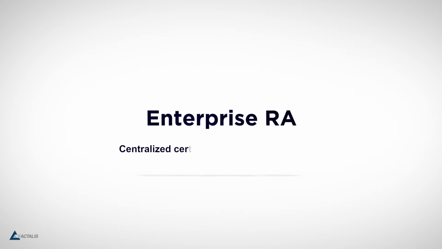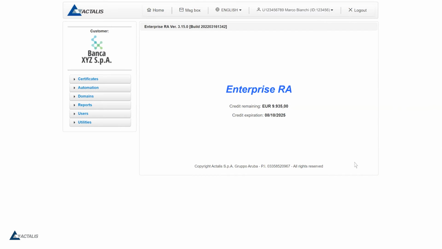Actalis Enterprise RA is a platform designed to enable enterprise customers to manage SSL and other certificates. For issuing certificates, the customer operates within a credit limit, which they can see updated in real time on the home page. The interface can be customized with a personal logo. The application supports the concept of company groups, which means that structured, complex organizations can manage certificates for all the companies in the group. Let's take a closer look at the operations menu.